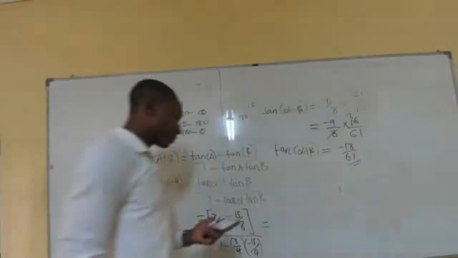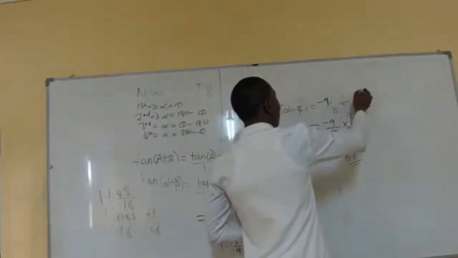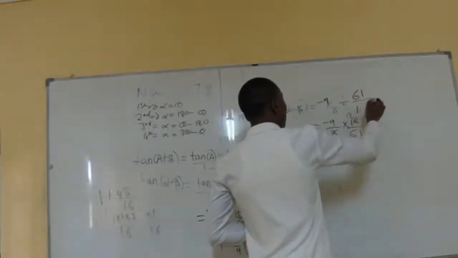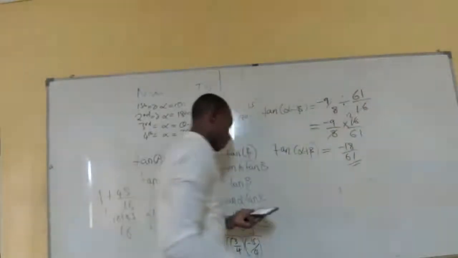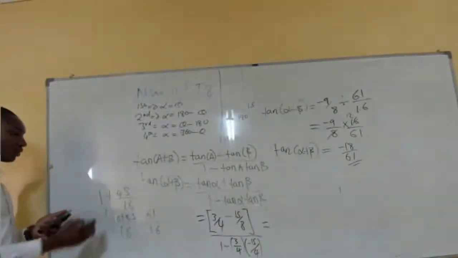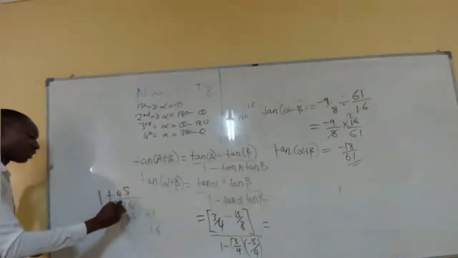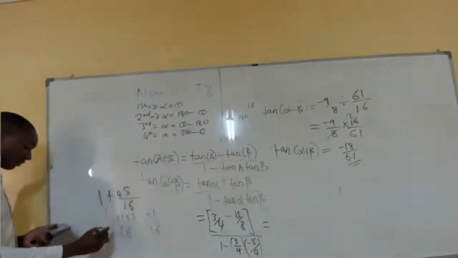Okay, so this is negative 9 divided by 61 over 16 and 8, right? Maybe that's basically more visible. Then this is 1 plus 45 over 16.